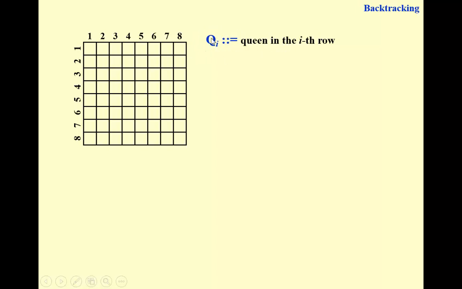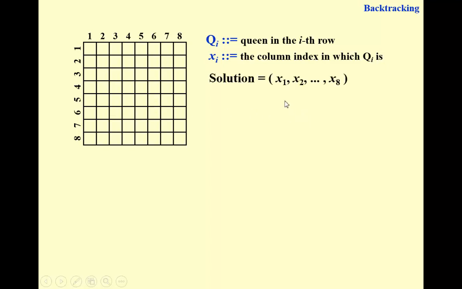So this is unique for each row. That means we only have to record their column numbers, right? Now, let's denote the column index of q sub i by x sub i. And therefore, a solution can be represented by what? By a sequence of x sub i's, right?